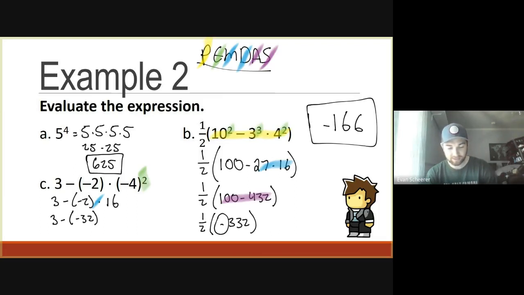And then lastly, we have addition and subtraction. So we have subtraction right there. So 3 minus negative 32 is the same as 3 plus 32, which is 35. So that's what it means to evaluate. Give me an answer. All right, let's continue.